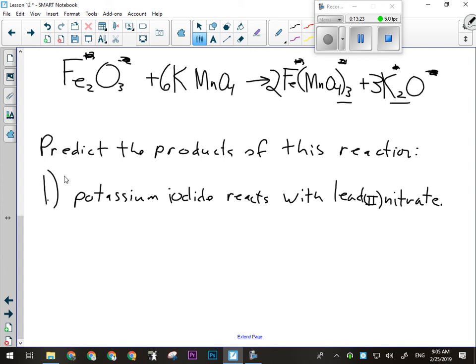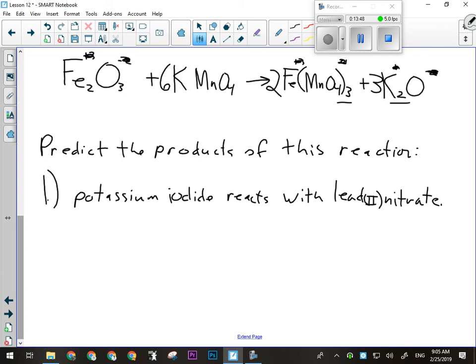I would ask you to predict the products of a chemical reaction and give you only the reactants. Okay, so that's what I've done here. I've just said potassium iodide reacts with lead-2 nitrate. So what should I probably do right now? Write it out as an equation, at least what I have. That way I might be able to figure out what?